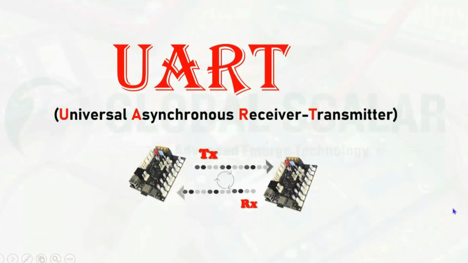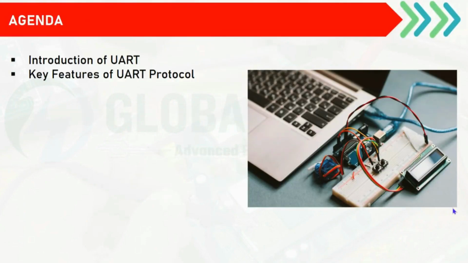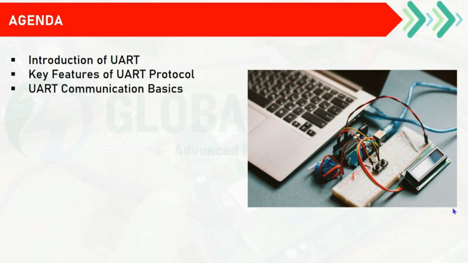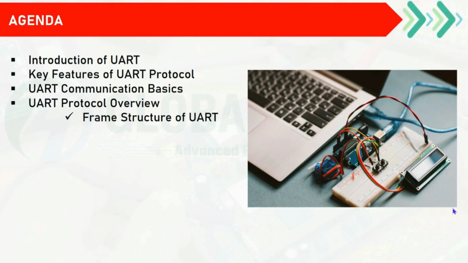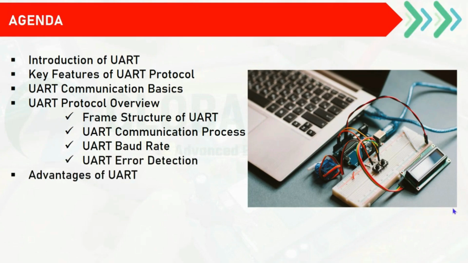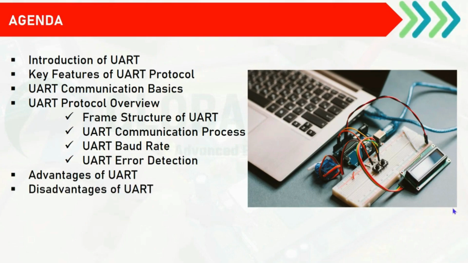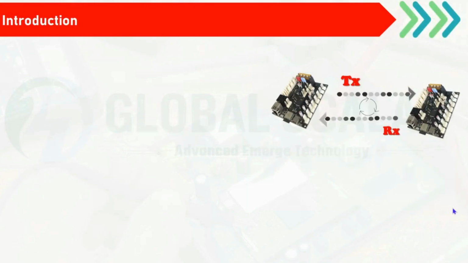The topic is about the UART protocol. A protocol is a medium to transfer data between devices. To go in detail, we need to understand the introduction of UART and key features of the UART protocol, UART communication basics, and UART protocol overview. It includes the frame structure, the process, the baud rates that will be operated for different conditions, error detection, the advantages and disadvantages of UART, and typical UART use cases.